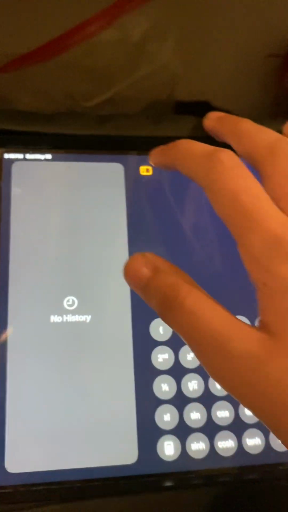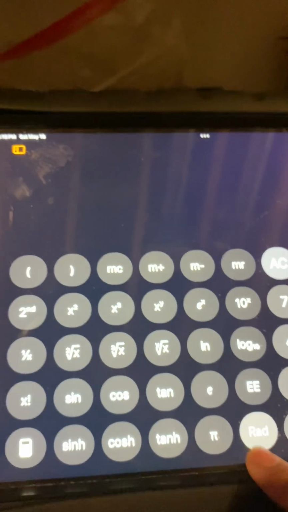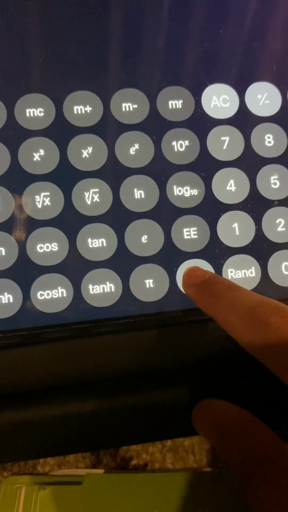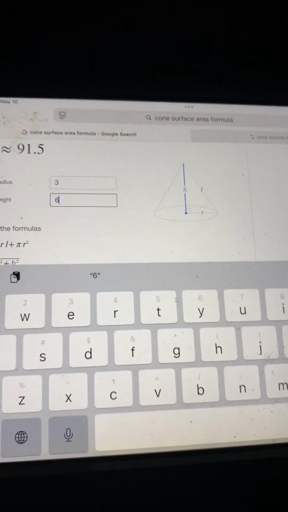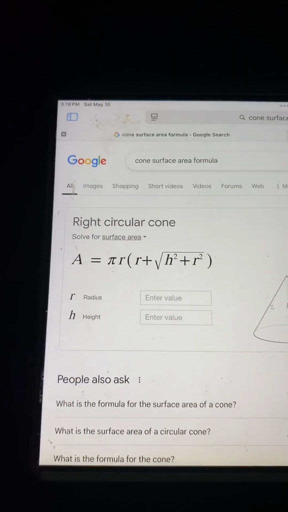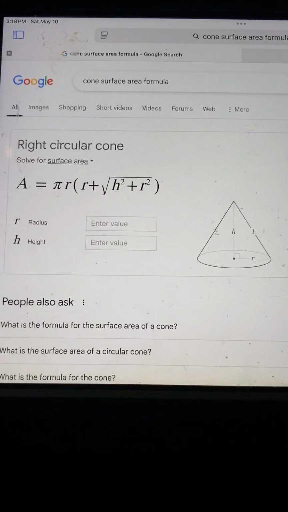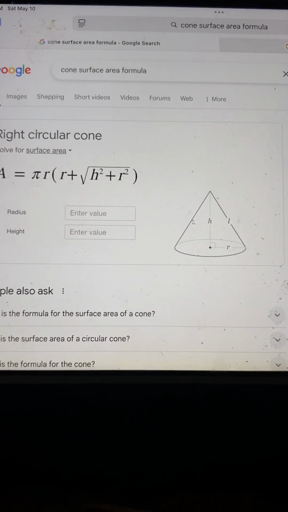Cones are a very special shape. Sorry, let me clear my history. Whoops. Sorry, it was in radian mode. I wanted to make sure it was in degree mode. And, anyways, get that out of the way. To find the surface area of a cone, let's first identify what a cone is.